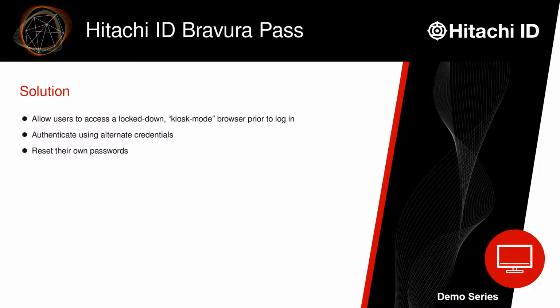Using Hitachi ID Bravura Pass, users can click on a credential-provider tile to quickly get them to a locked-down browser where they can identify themselves, authenticate using alternate credentials, reset their password, and get back to work.